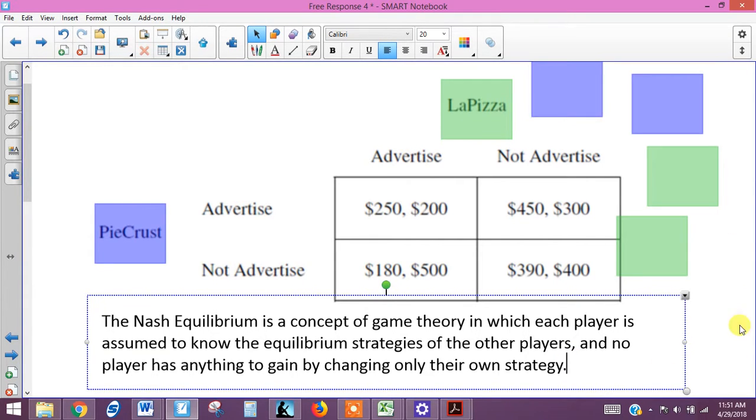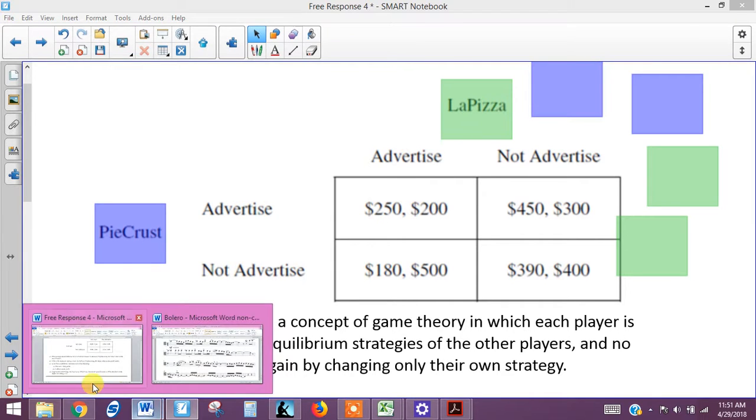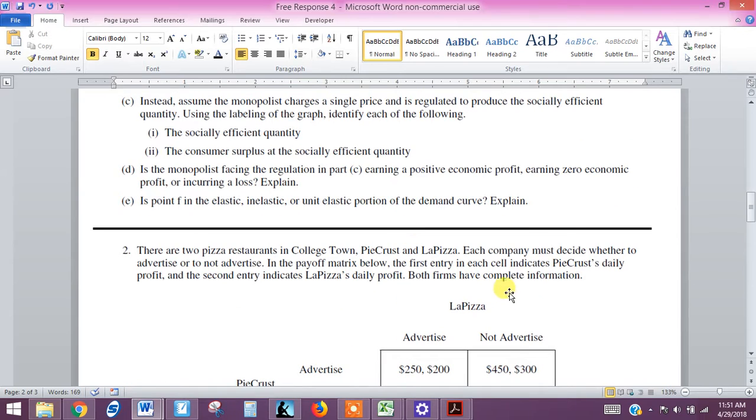Now, one of the important parts here is that we clarify that each of these players knows the strategies of the other. So each of these players knows what the matrix is for both themselves and the other restaurant. And that's also stated in the problem right here, right? Both firms have complete information. If that's not true, then you really can't arrive at a Nash equilibrium.